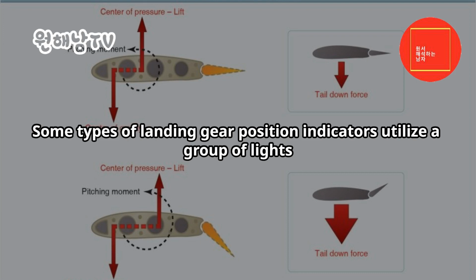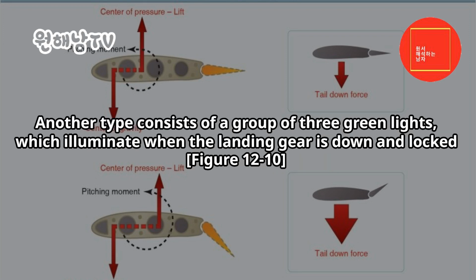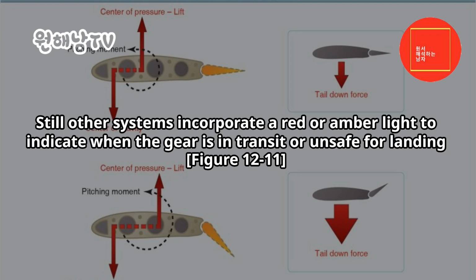Some types of landing gear position indicators utilize a group of lights. One type consists of one green light to indicate when the landing gear is down and an amber light to indicate when the gear is up. Figure 12-10. Another type consists of a group of three green lights, which illuminate when the landing gear is down and locked. Figure 12-10. Still other systems incorporate a red or amber light to indicate when the gear is in transit or unsafe for landing. Figure 12-11.